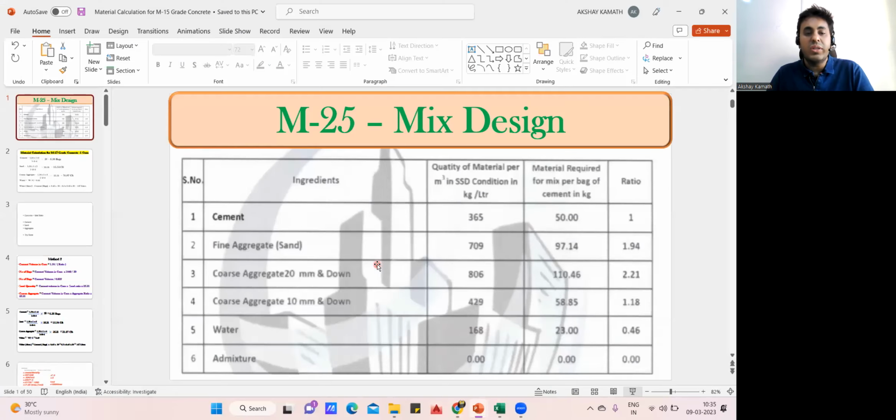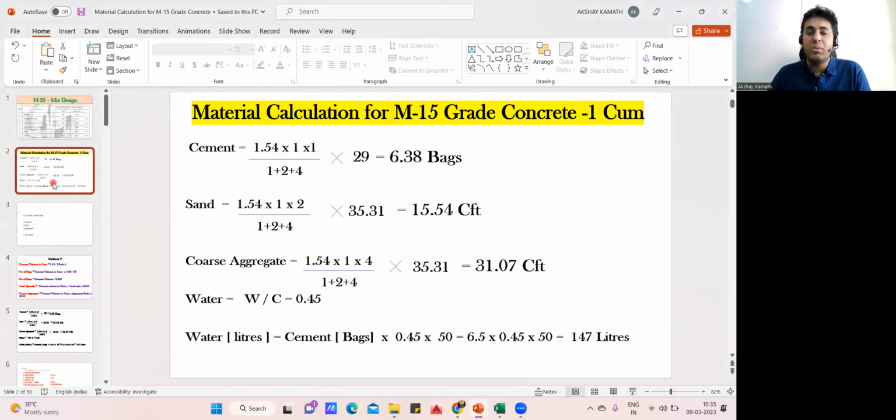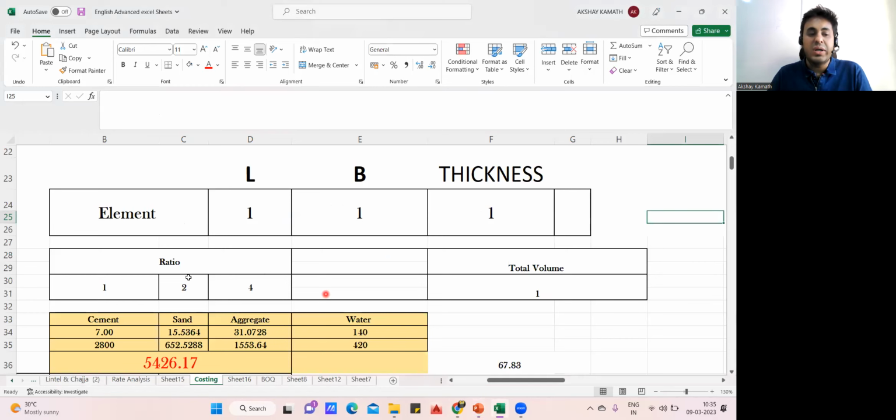For that, I had explained in my quantity estimation course how to do it for M15 grade of concrete, and there is a video uploaded on that. You can go through that lecture and you'll be able to understand. I'll directly take you to the Excel sheet and let me do it directly here.